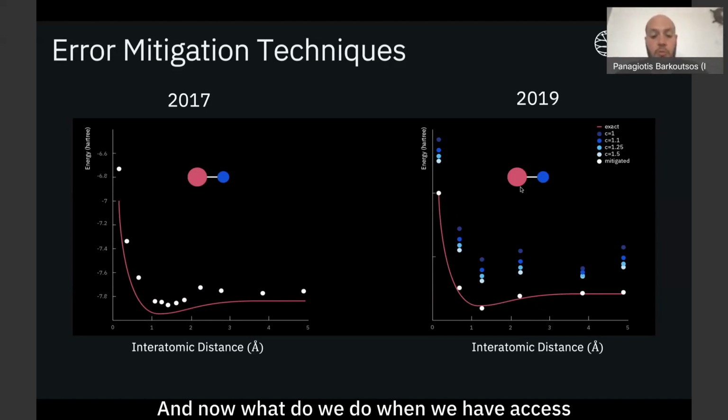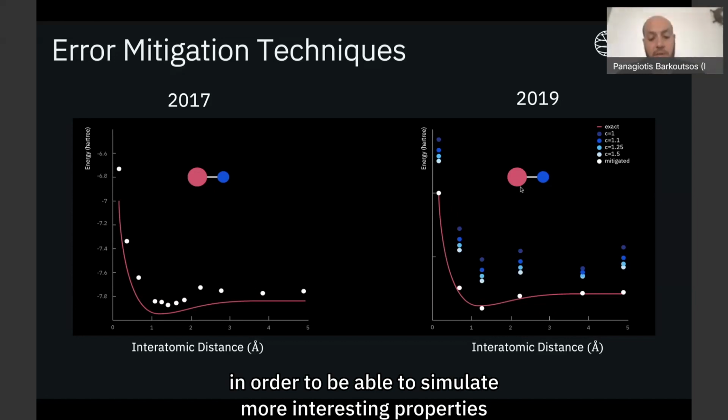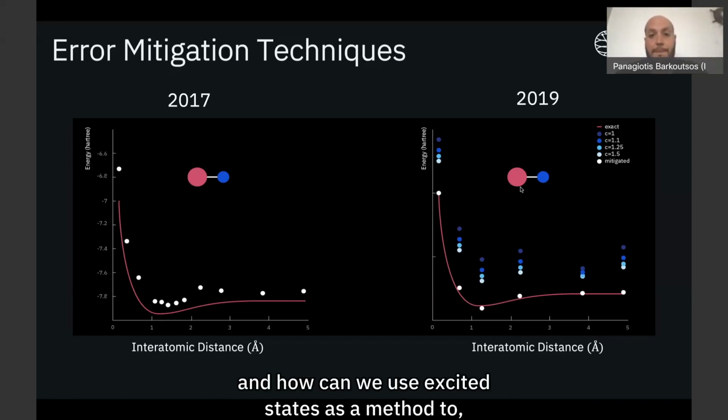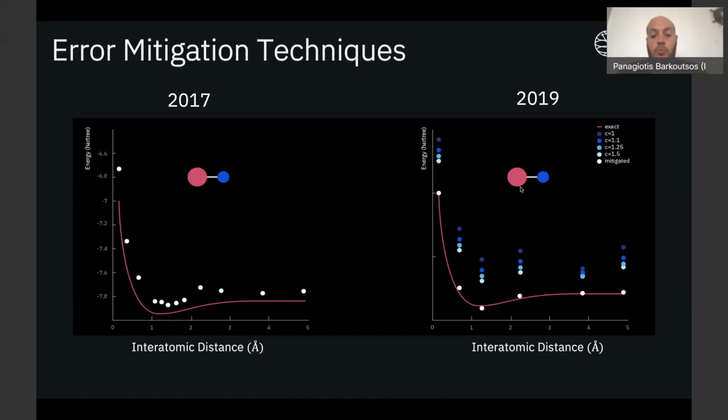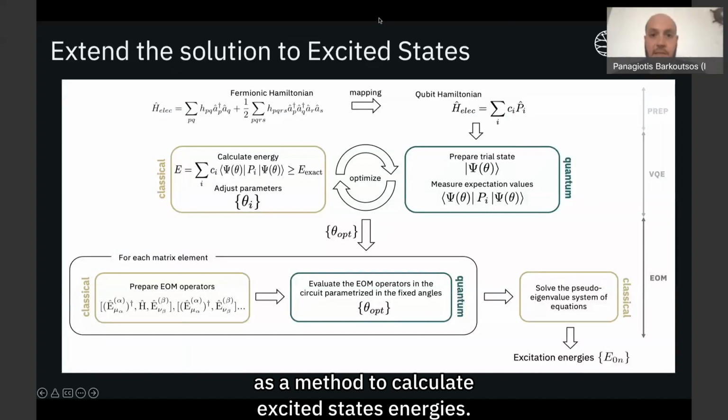And now what do we do when we have access to the ground state? How can we extend the variational quantum eigensolver in order to be able to simulate more interesting properties and start thinking about excited states, and how can we measure excited states? So we propose the quantum equation of motion approach as a method to calculate excited state energies.